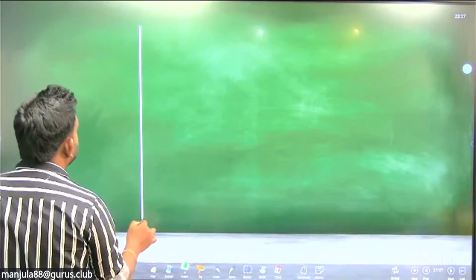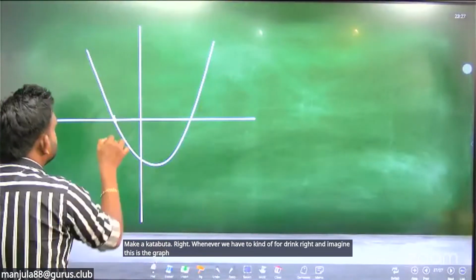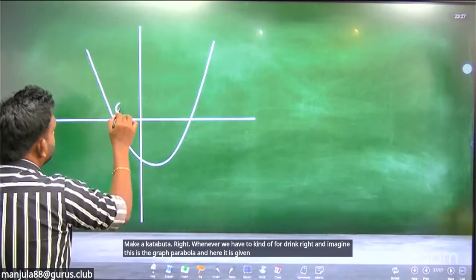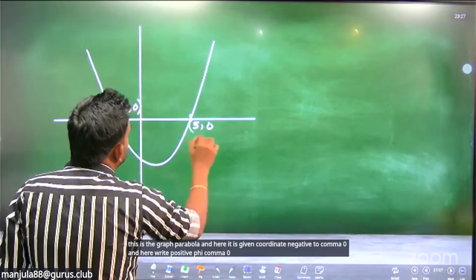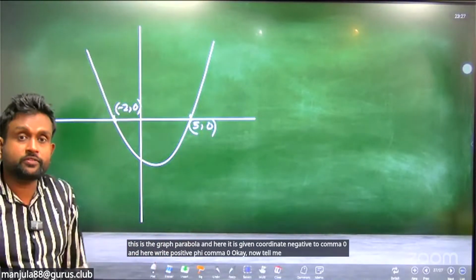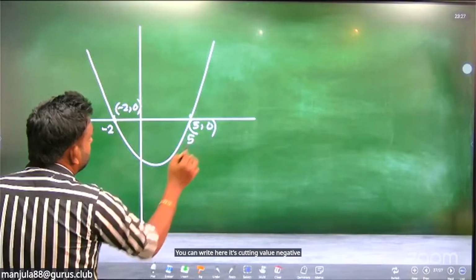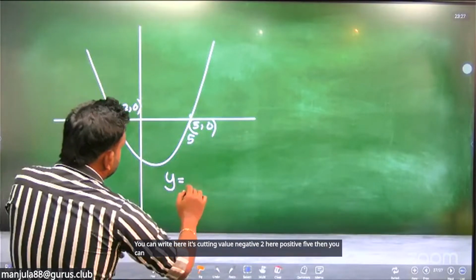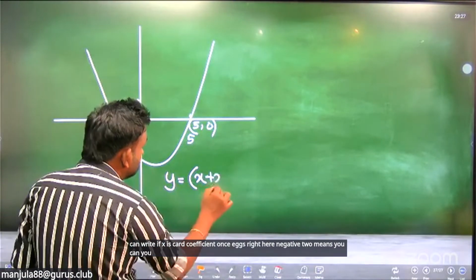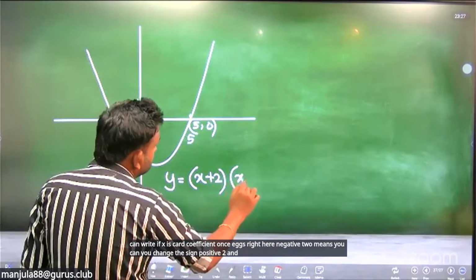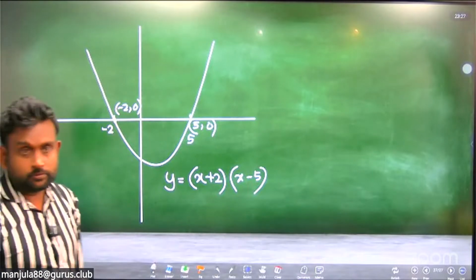Right, whenever we have two kinds of quadratic, imagine this is the graph, a parabola, and here it is given the coordinate negative 2 comma 0, and here positive 5 comma 0. Okay, now tell me how to write the equation of this quadratic function. You can write here the cutting values, negative 2 and positive 5. Then, if the x squared coefficient is 1, you write x. Negative 2 means you change the sign, positive 2, and positive 5 means you write x minus 5. So this is the quadratic function. Okay, right.